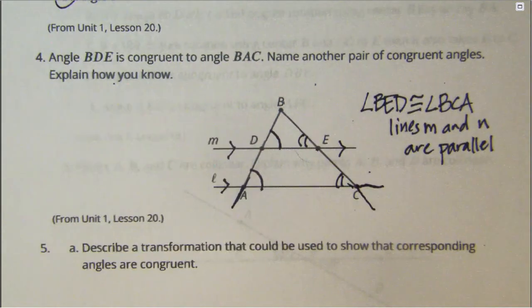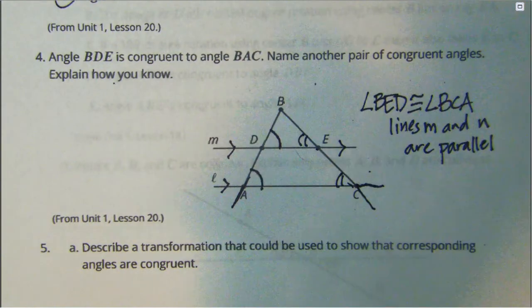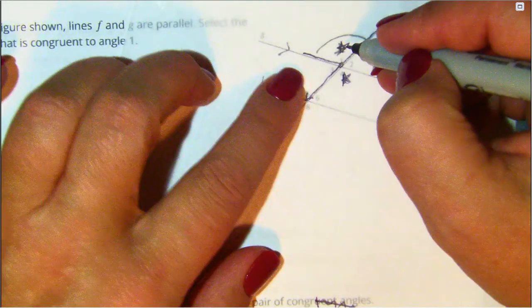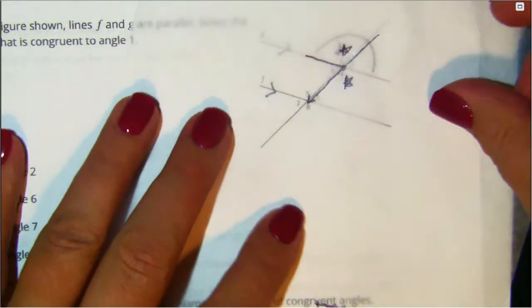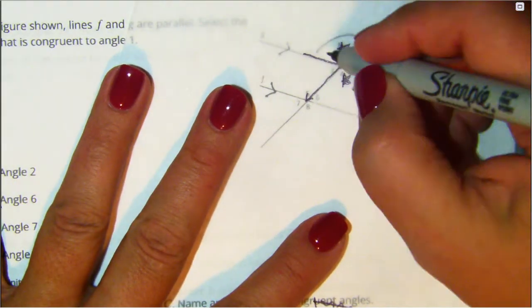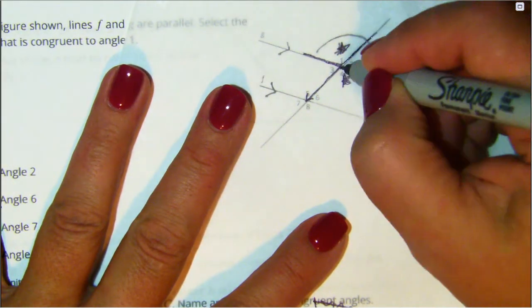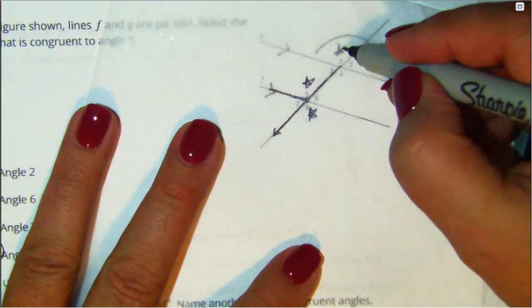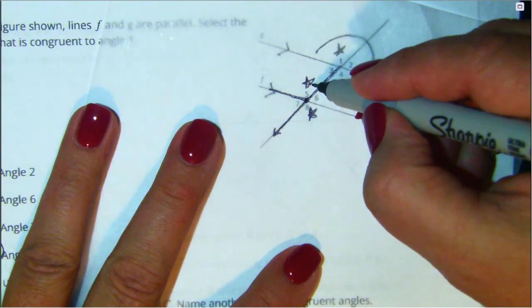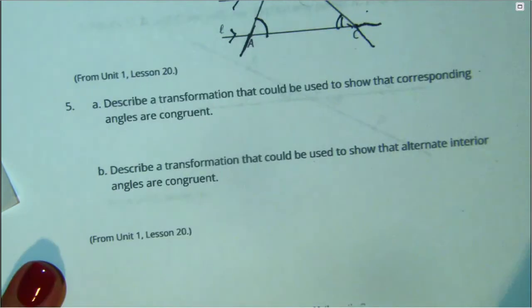Describe a transformation that could be used to show that corresponding angles are congruent. I'm going to use that figure up above on number 3. So corresponding angles is like this one right here. Number 1 is the same as this one right here, number 5. How could I transform 1 to 5? I could do a translation. If I slide this right here along this directed line segment, boom, that just showed that 1 and 5 are congruent.